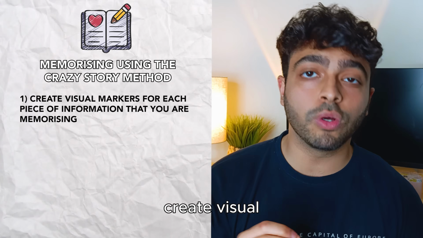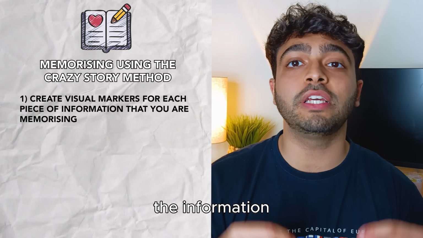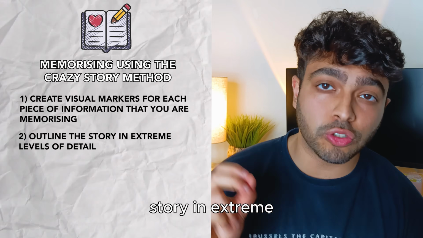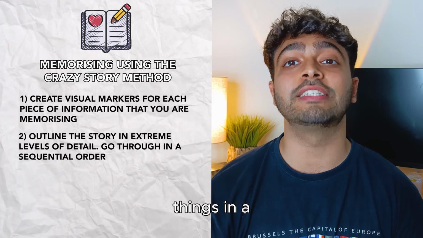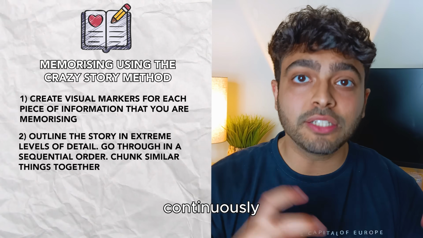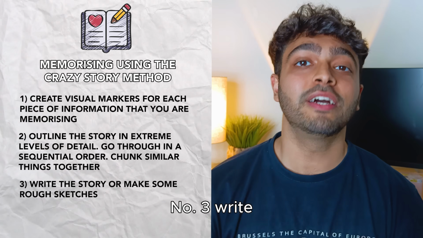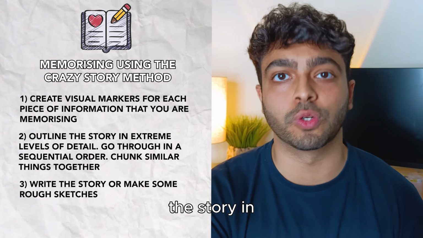1. Create visual markers one by one for each of the information pieces that you are memorizing. 2. Outline the story in extreme levels of detail, going through things in a sequential order, continuously chunking the similar information or the things that are related to each other together. And number 3, write the story or do some rough drawings of the story in your notebook.